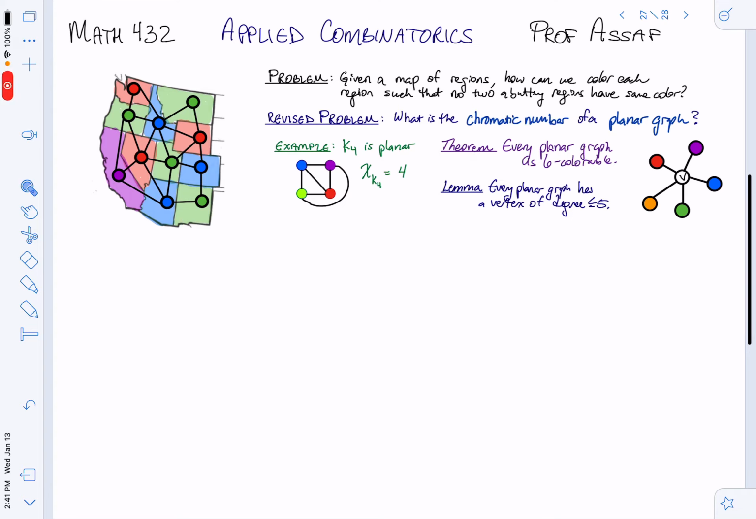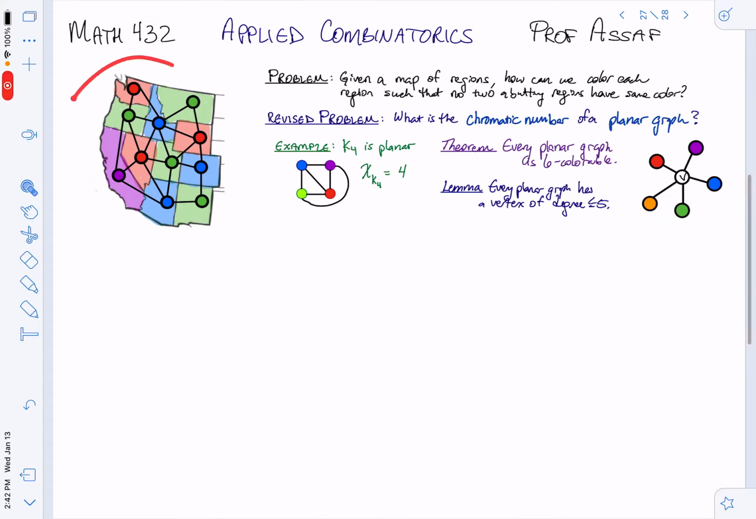So just to recap again, where are we? We started out with this problem. How many colors do we need to color the regions of a map? We changed the problem by looking at the dual graph. That means that we took every face of our map and we turned it into a vertex. And then the edges of the dual graph correspond to pairs of faces that abut, that share an edge. They share a border.